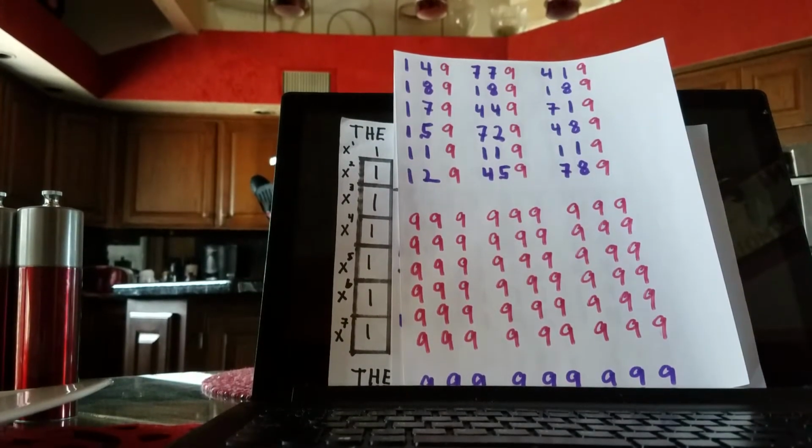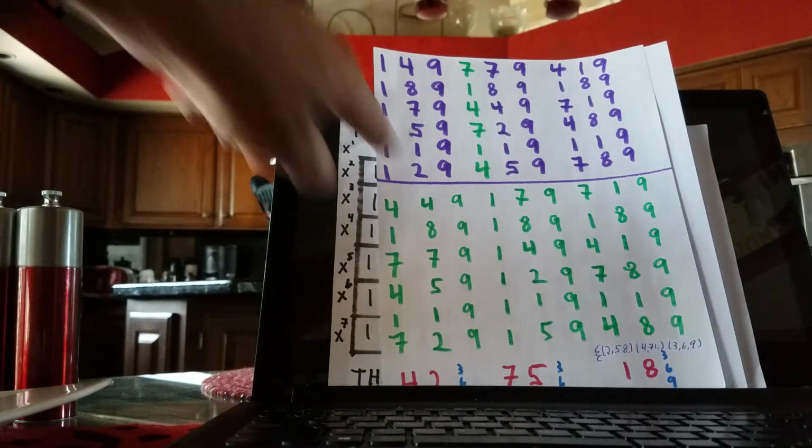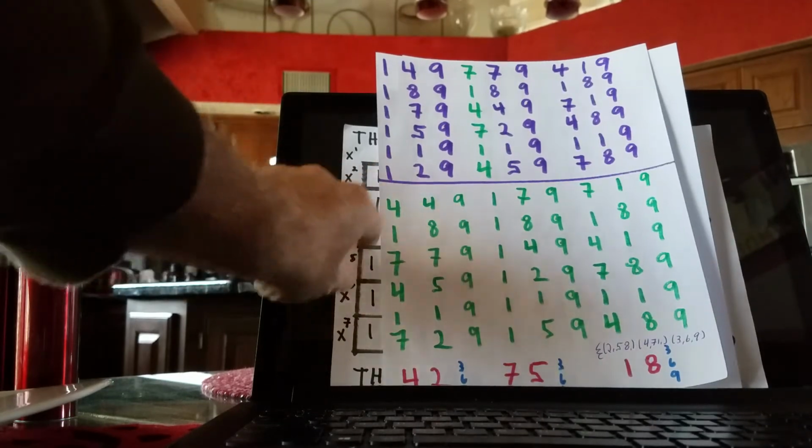And if we go to the next one, which would be 714, and that's why I have it in a different color, we're going to get the sequence in this manner.